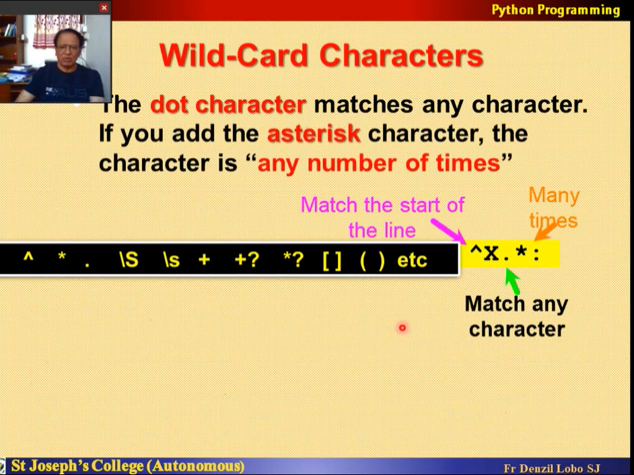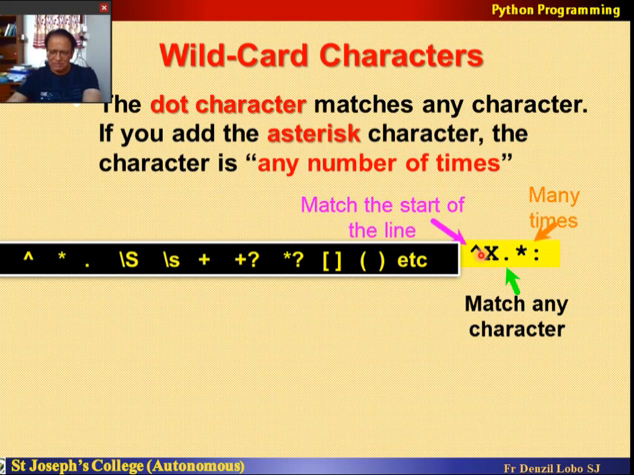So now we'll get into what is called the wildcard characters. The dot character matches any character. As you see, I've got this at the beginning, and this is any character. If you add an asterisk after that, it means any character zero or many times. That is the meaning of that. So the character can occur any number of times.